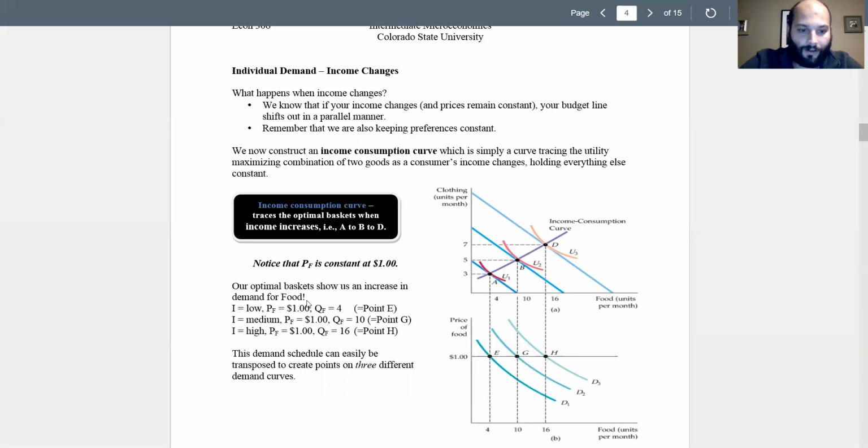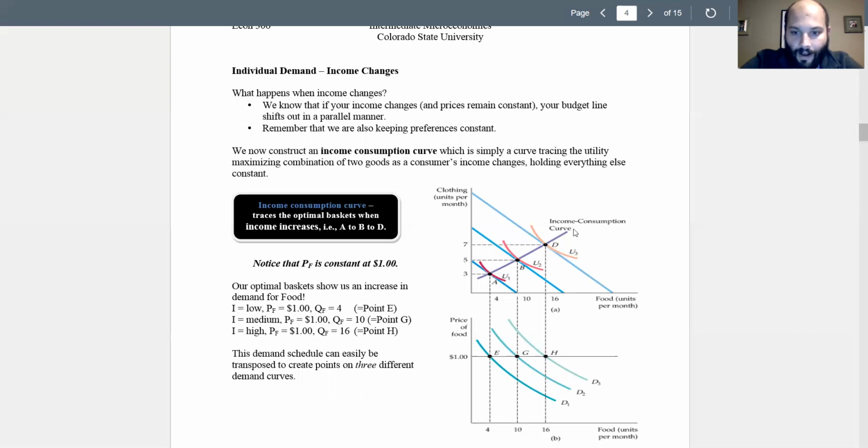So we have a low income level, which would be this budget line. We can't buy as much stuff. A medium income level here, and a high income level. We find our points of tangency to find the optimum. They're here, A, B, and D.